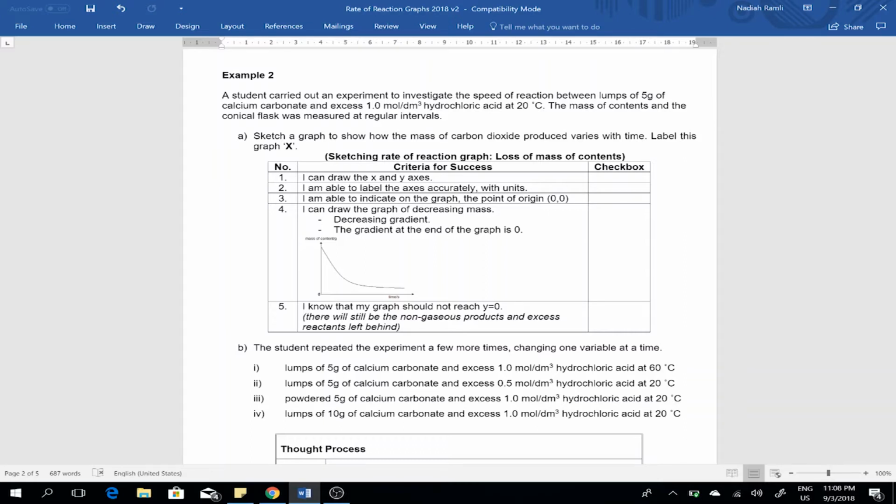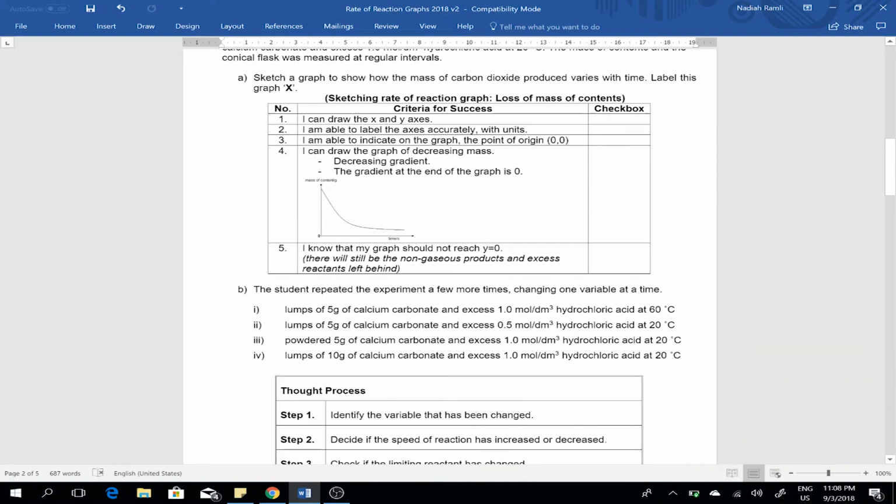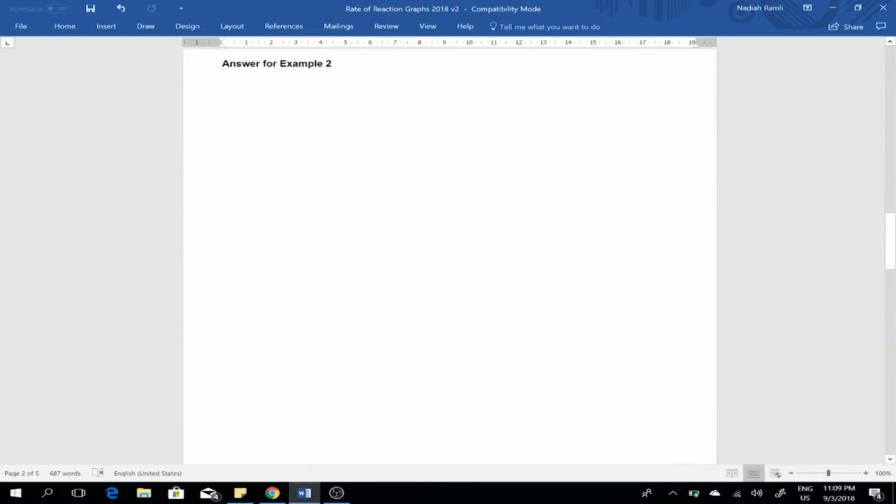So here, if you're looking at drawing or sketching the graph, let's look at the criteria for success for the graph, and then we'll draw according to the criteria for success. Okay, first, I must be able to draw the x and y axis. So let's look. X and y axis. I'm going to try and see whether I can use a ruler here. Okay, please make sure you use a ruler. Okay, it's not that straight. It's the best I can do. Alright, please make sure you use a ruler for this.